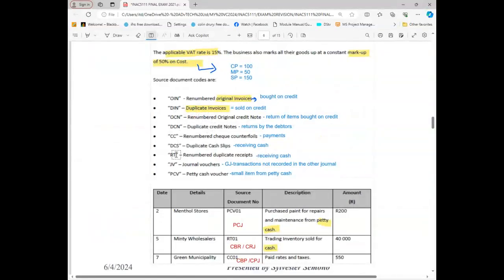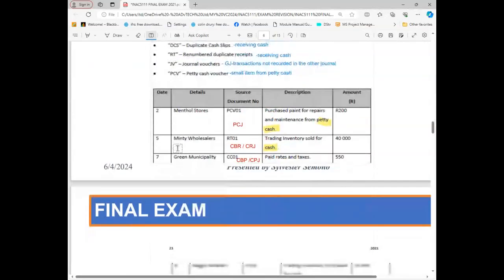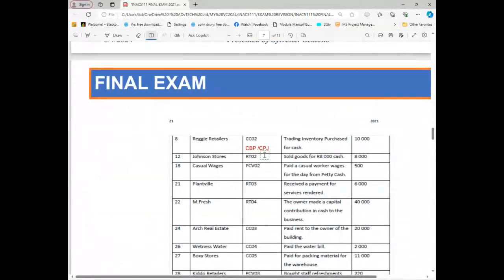So you can just quickly go through, and according to the RT, wherever I see RT, I know that I'm going to go to the CBR. So RT, I know already, we sold goods for cash. I know that is CBR. This one, obviously, I know that is PCJ. Can you see how easy that is? This one, I know that is what? CBR. Can you see you are saving time? CBR.